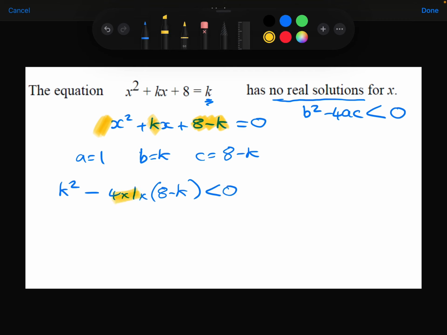The 4 times the 1 is just 4. And let's expand those brackets. So the 4 times the 8 is 32. And then the minus 4 times the k is plus 4k. The minus 4 times the minus k there gives me the plus 4k. And that has to be less than 0 for there to be no real solutions.